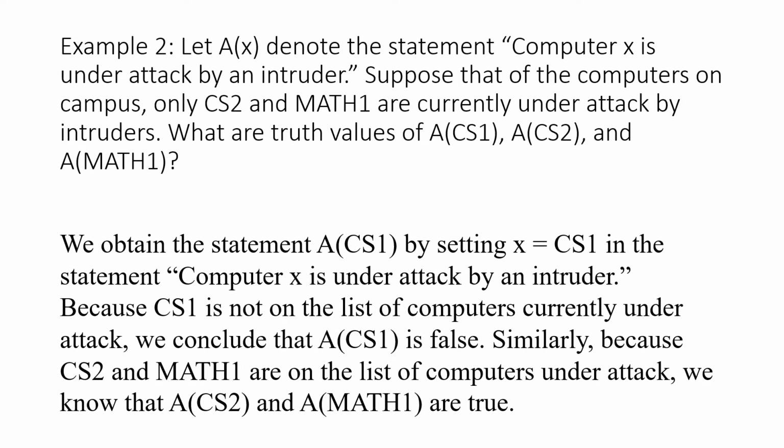We can also have statements that involve more than one variable. For instance, consider the statement x equals y plus 3. We can denote this statement by Q(x, y), where x and y are the variables and Q is the predicate. When values are assigned to the variables x and y, the statement Q(x, y) has a truth value.